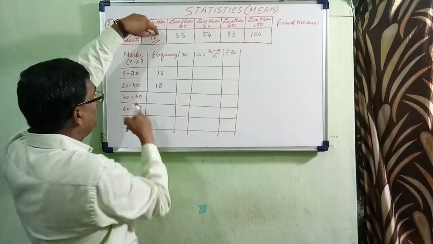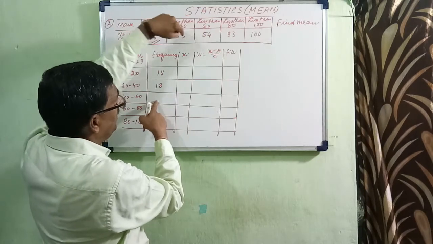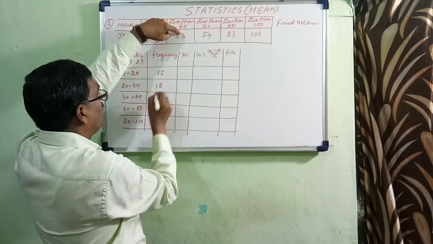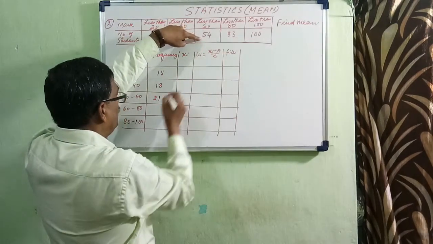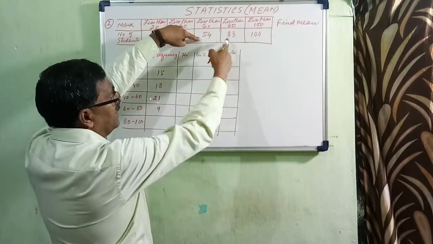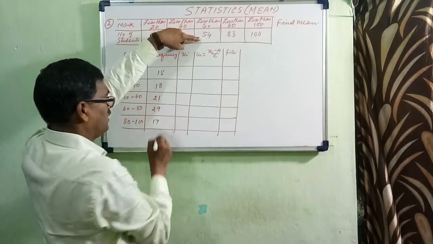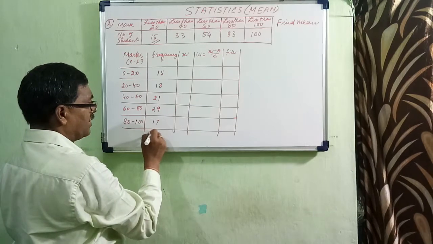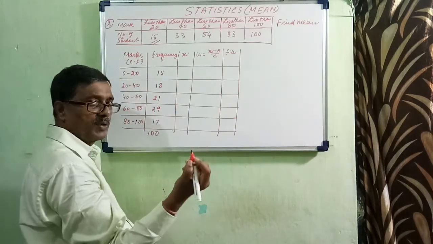Similarly, when you write for 40 to 60, this one is subtracted from this. How much? 14, 4, 3, 1 and 5, 3, 2. Then again 13, 4, 9 and 7, 5, 2. Then 17. When you add, you will get definitely 100. And then apply the same process.